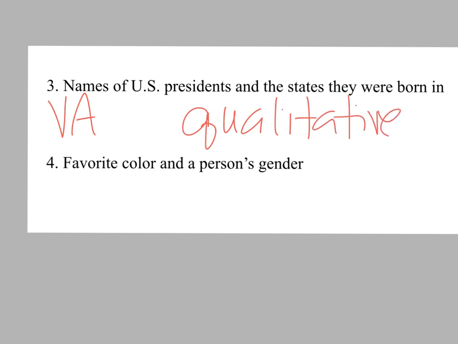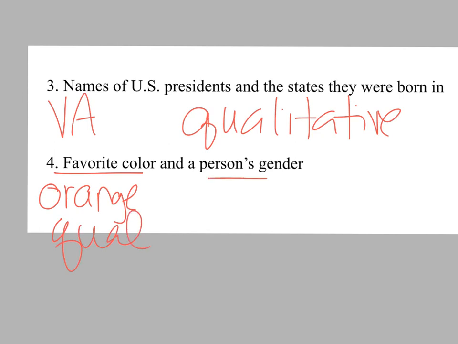Favorite color and a person's gender. So this is actually 2. Favorite color may be orange. Not a number, so this is qualitative. Person's gender, female, as an example. Not a number, so this is qualitative.